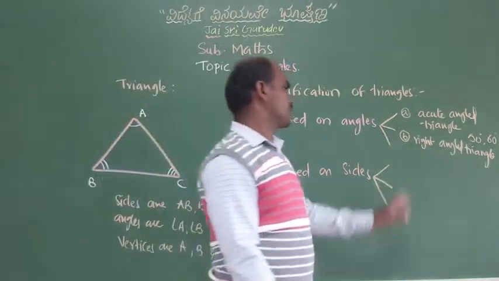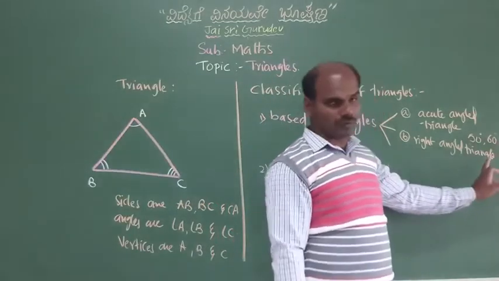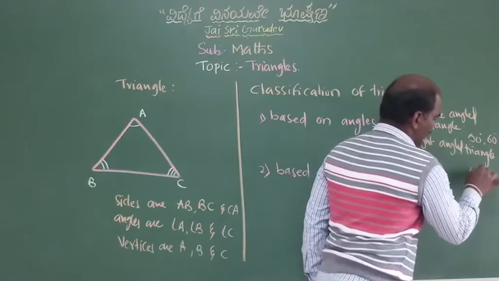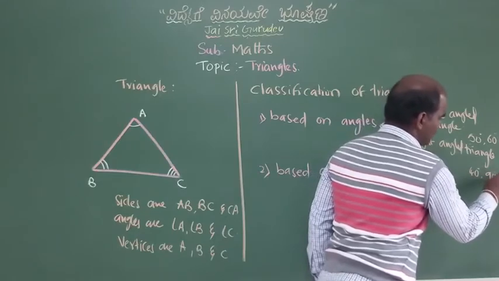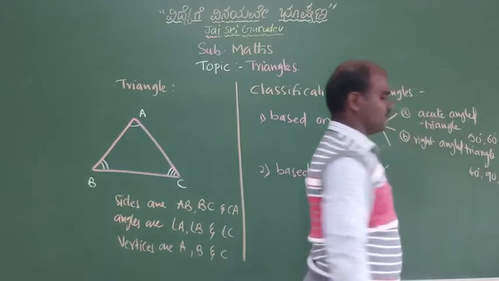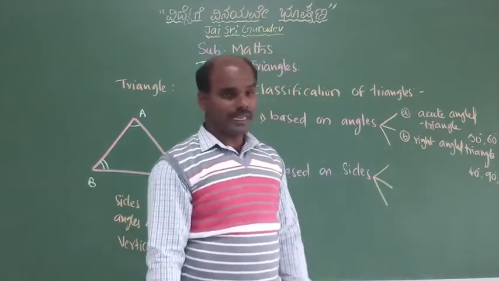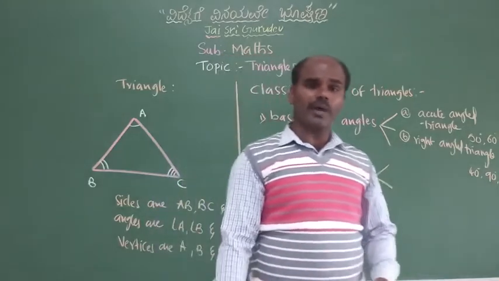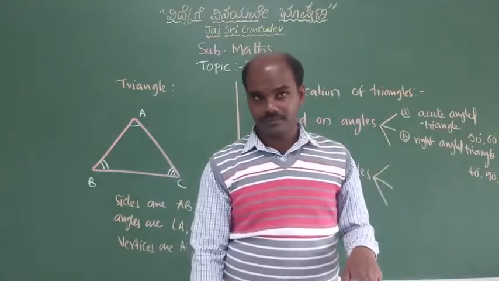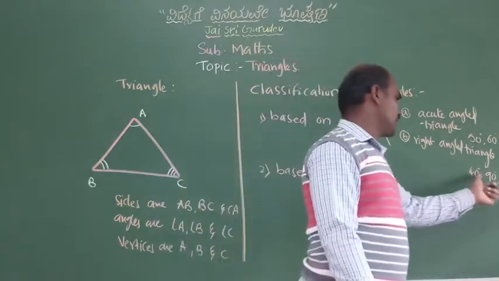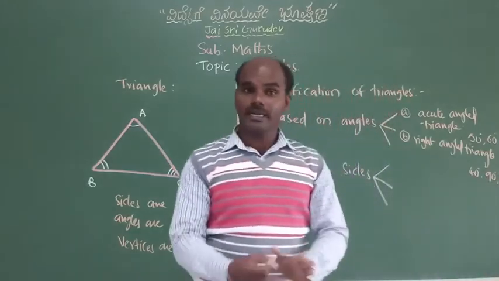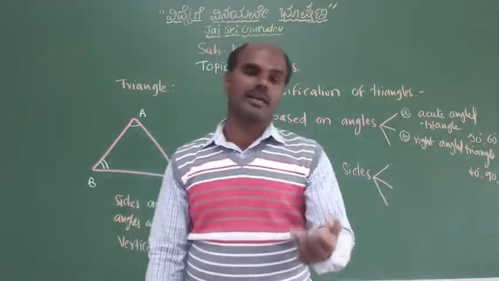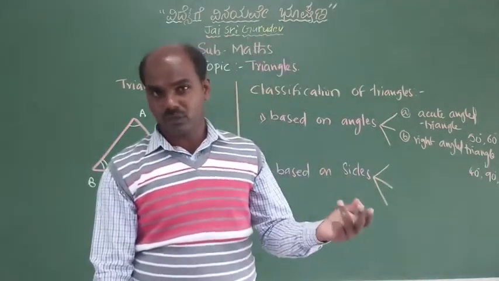For example, for the right angle triangle, I am taking 40 degrees, 90 degrees, and the next one is 50 degrees. Once you observe, children, one angle is 90 degrees. Yes or no, children? The remaining two angles are acute angles, as I said. So 40 plus 50 becomes 90, and 90 plus 90 is 180. The sum of the angles of the triangle is 180 degrees. Is it satisfied, children?